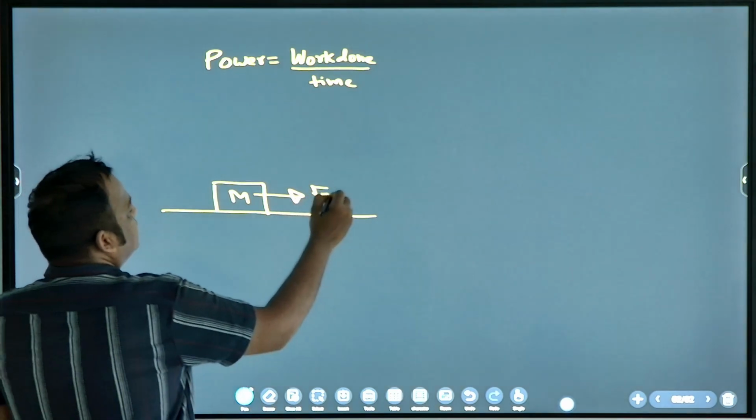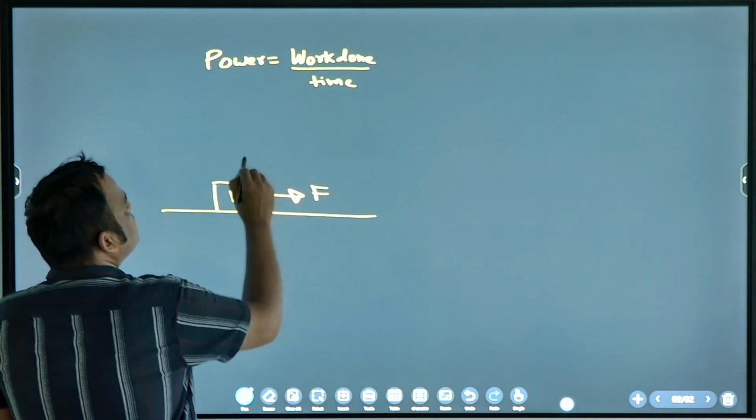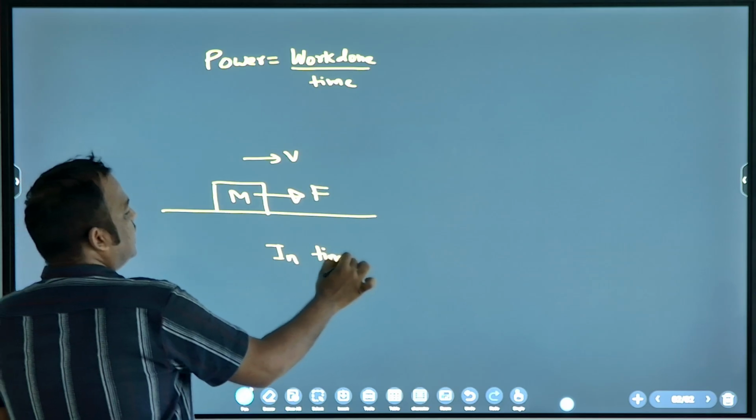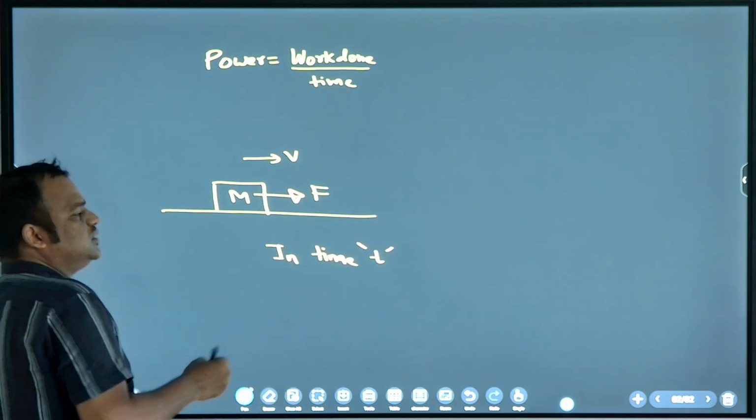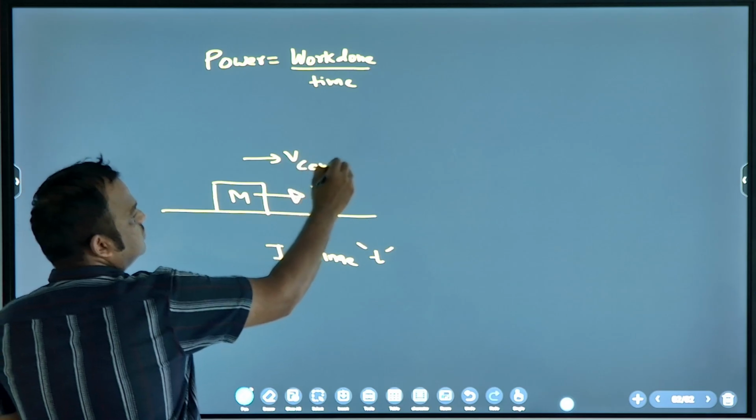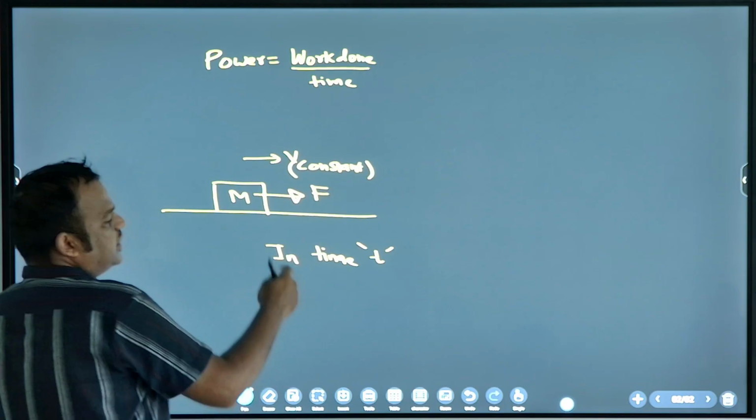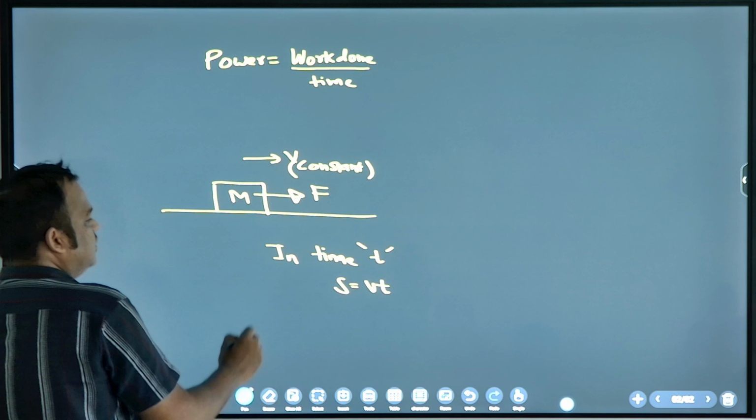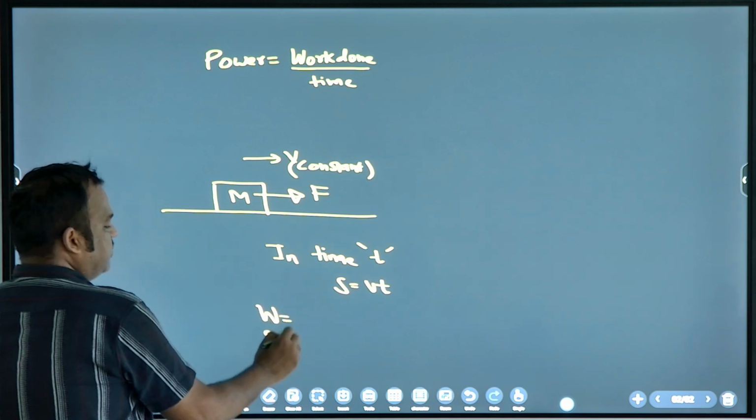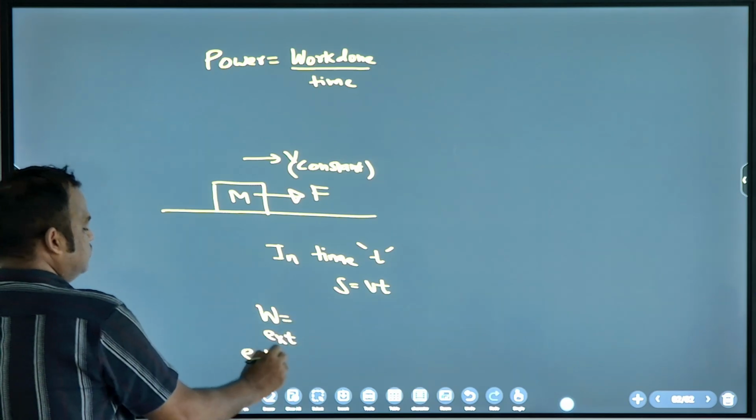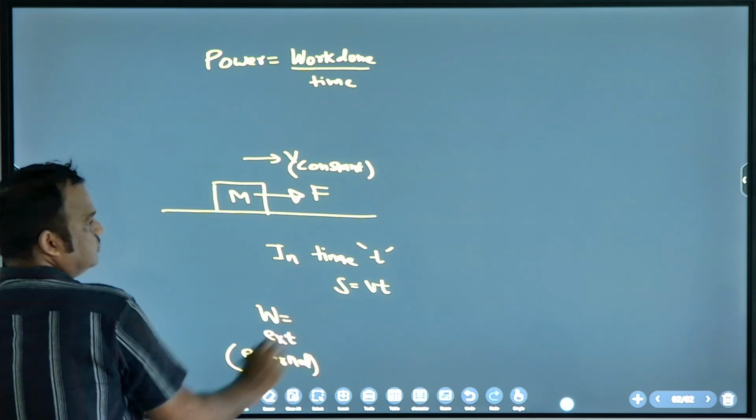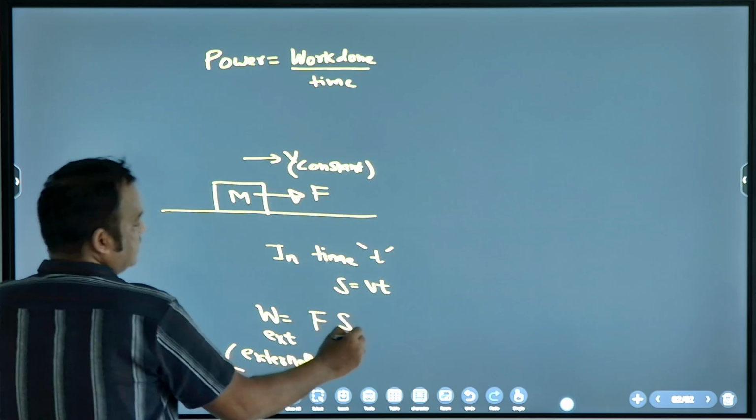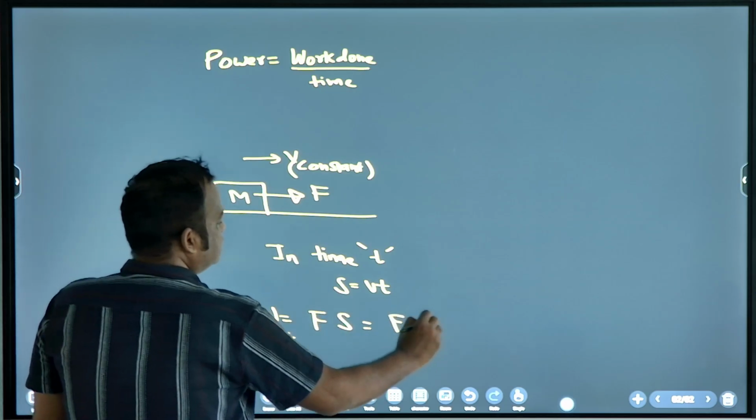Okay. So suppose velocity is constant, v. So in time t, you tell me how much is displacement. Velocity is constant. Tell me in time t how much is displacement. Vt. Very good. So how much is external work done? Capital F into S. So F V T.